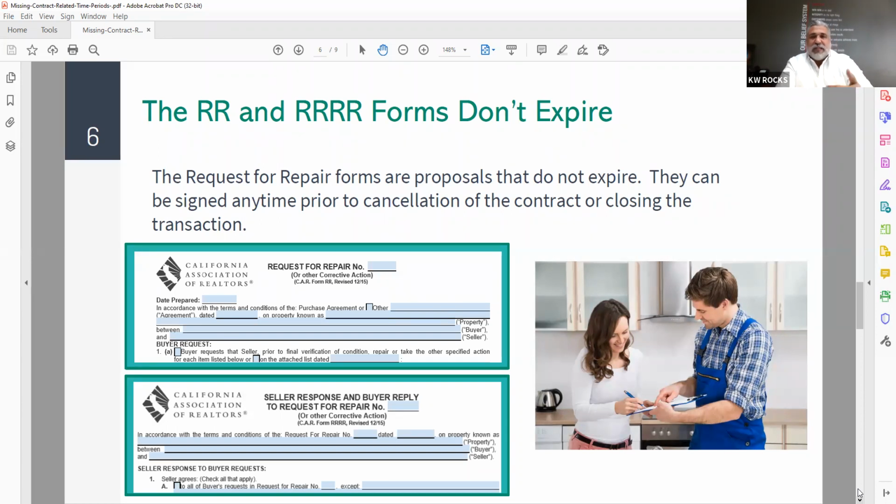So I'm going to explain a little bit of how these requests for repairs and sellers' responses to those requests from the buyers work effectively.